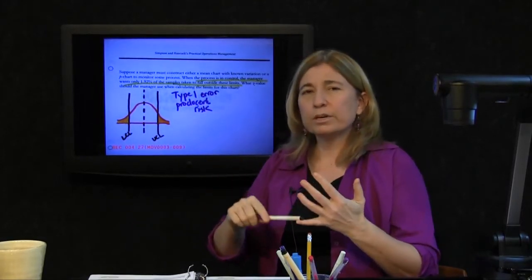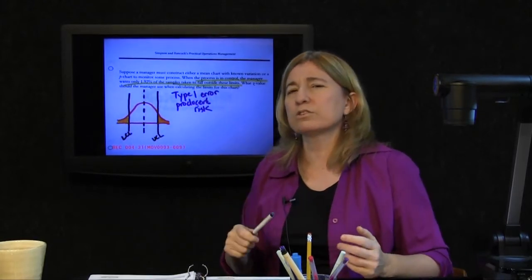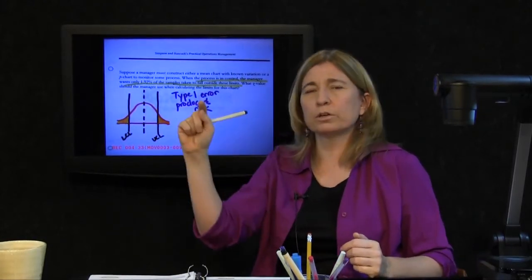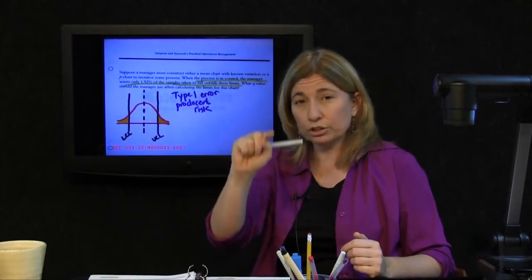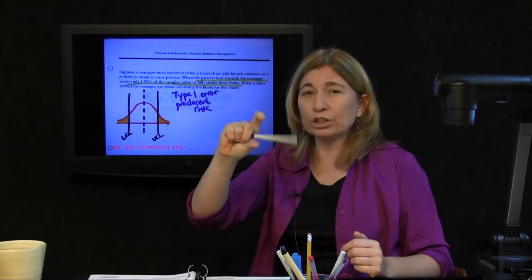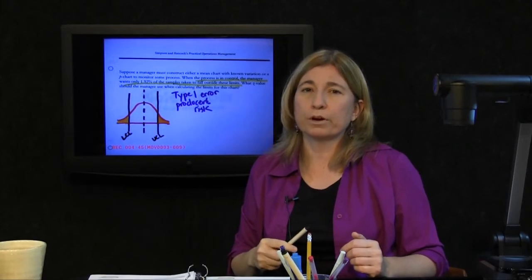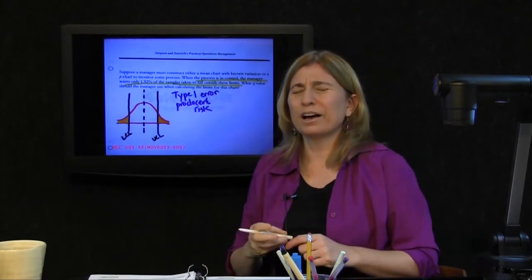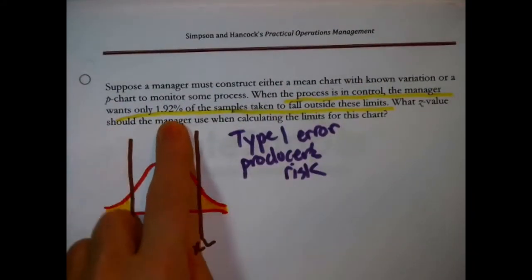At the beginning it said mean chart with no variation or P chart. Notice that these are the charts that, when you look at the formula for upper control limit and lower control limit, there's this z-value in the formula. In picking a value for z, this is how we can control the producer's risk. You say, all right, how so? Well, first off, let's look at what was actually asked.